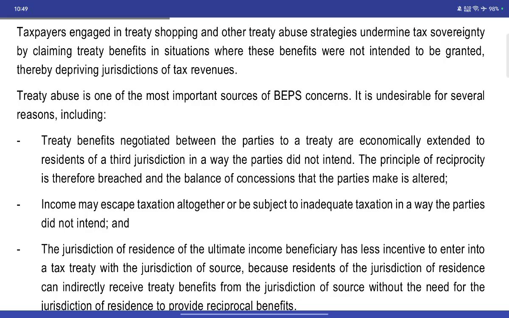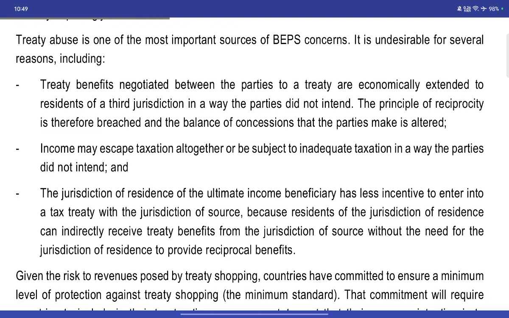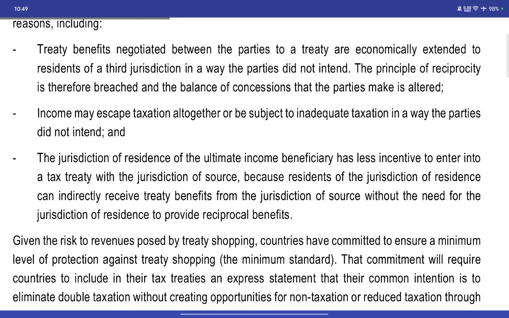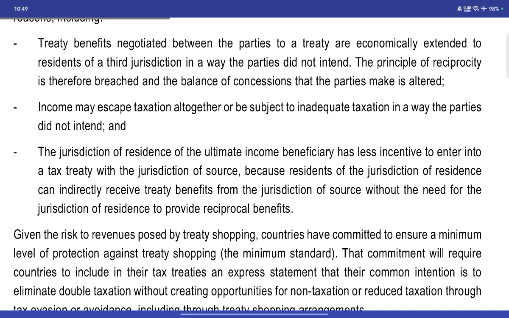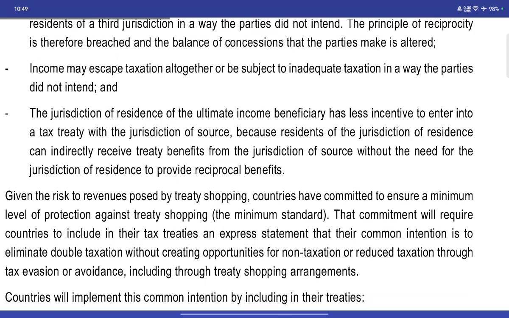It is undesirable for several reasons, including that treaty benefits negotiated between the parties to the treaty are economically extended to residents of a third jurisdiction, which the parties do not intend. The principle of reciprocity is therefore breached, and the balance of the concessions of the parties may be altered. The income may escape taxation, or be subject to inadequate taxation, in a way the parties did not intend.